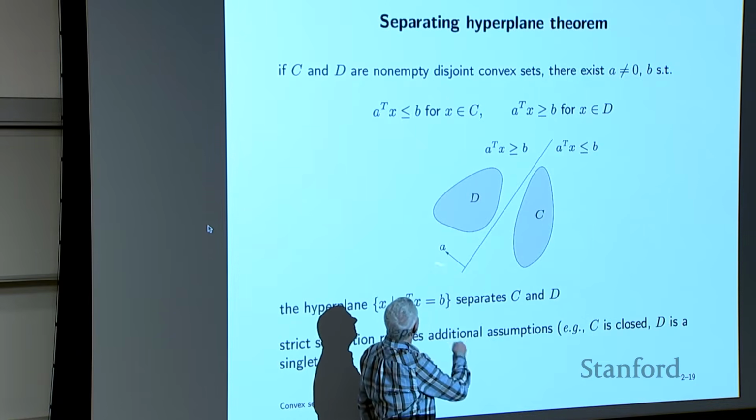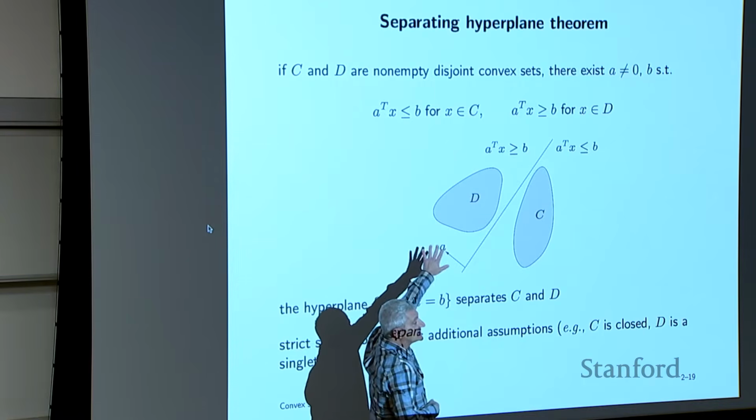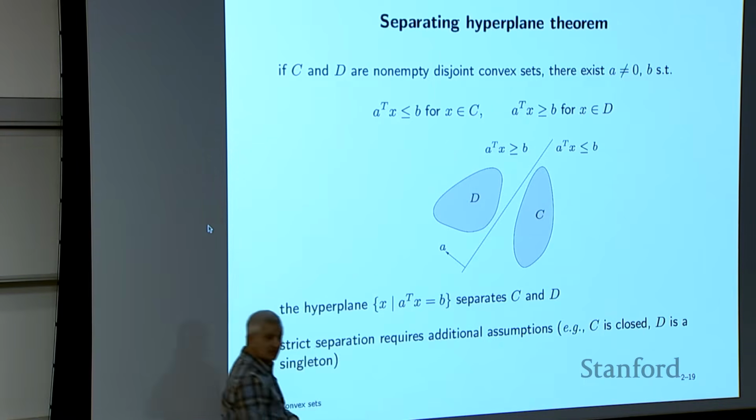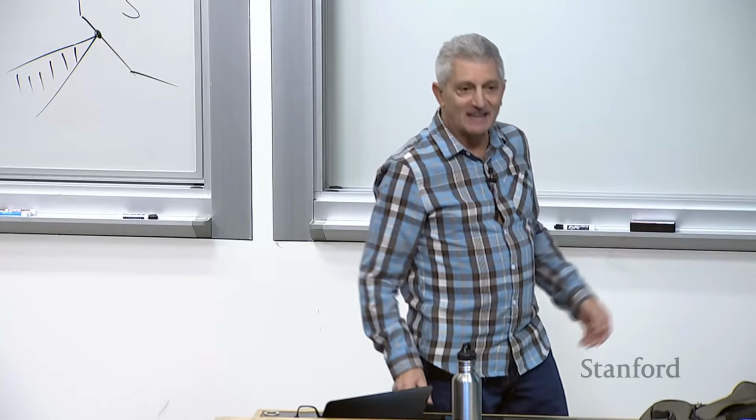This half space here is everywhere where A transpose X is bigger than or equal to B over here, and D lies entirely in that set. Okay, so this is the idea. Now, right now, this doesn't have any context or anything like that.